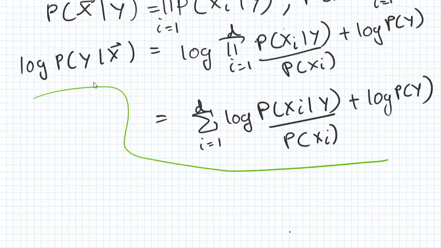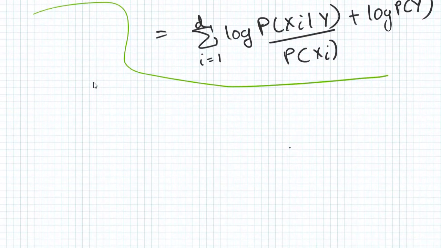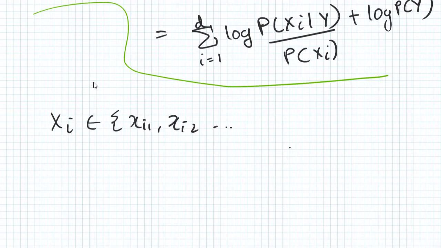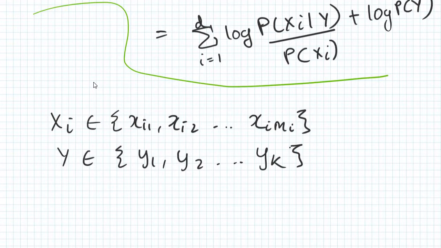To make this into a more suitable form for a neural network, we need to flesh out some more details. Suppose x_i are from a set I, x_i1, x_i2 up to x_imi, which means each x_i can take values from 1 to m_i. And suppose y belongs to the set y1, y2 up to yk, which means p of y given x will model a multi-class classification problem if k is greater than 2.